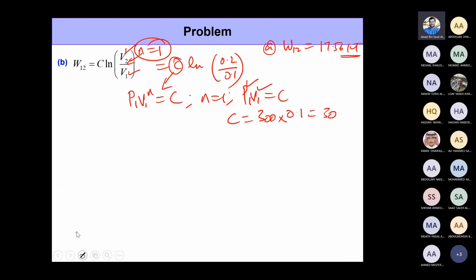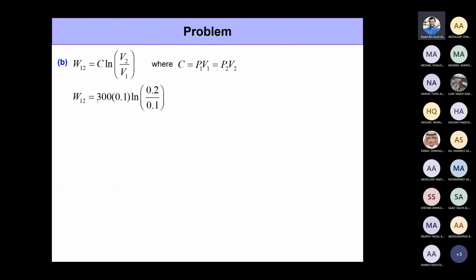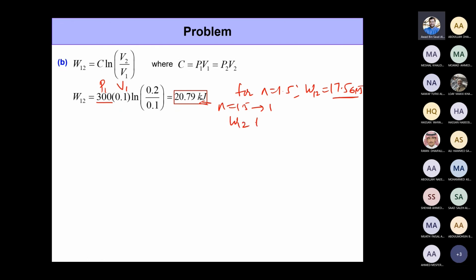So we can now plug this number into this equation: P1 V1 ln V2 by V1. When you do the math, you get 20.79. So this is higher than what we got earlier. For n equal to 1.5, the work from 1 to 2 was 17.56 kilojoule. You can see for reference, this one is higher. So as n went from 1.5 to 1, the work output during the same process increased. This is what happens when n is equal to 1.